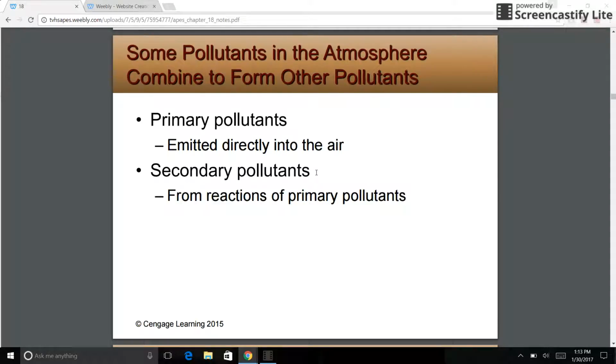For the test, good to be familiar with those. I don't know that I asked you any of those specifically. But those are things in the long run that you want to be familiar with.